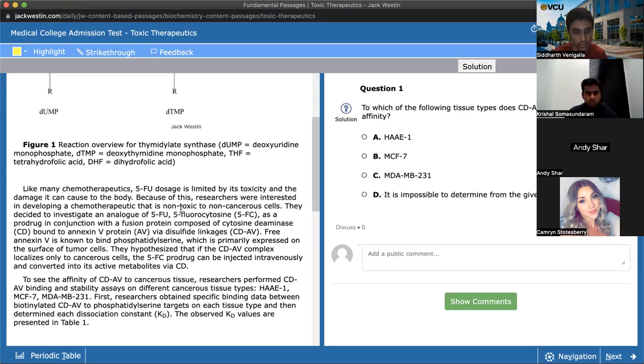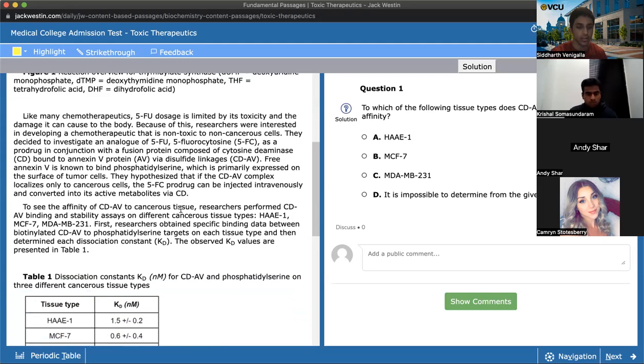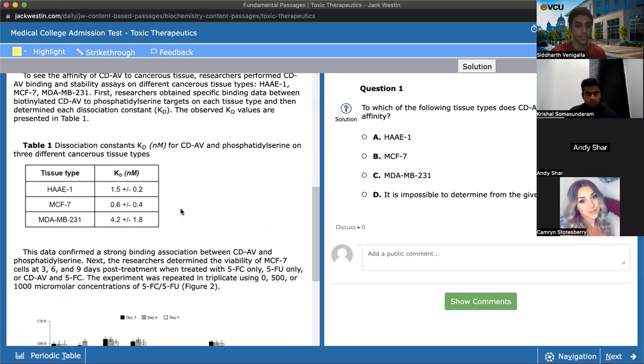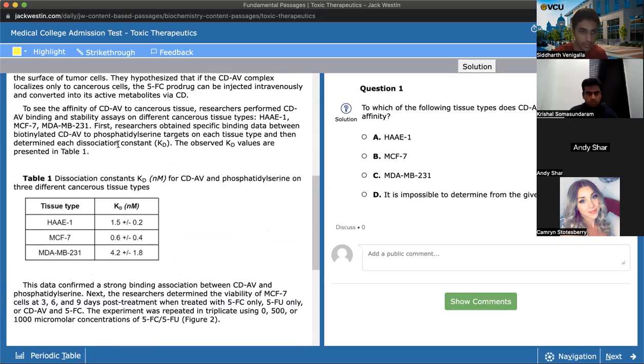via disulfide linkages. Free annexin V is known to bind phosphatidylserine, which is primarily expressed on the surface of tumor cells. They hypothesized that if the CDAV complex localizes only to cancerous cells, the 5-FC prodrug can be injected intravenously and converted into its active metabolite via CD. Awesome. And then if someone could read the next paragraph.